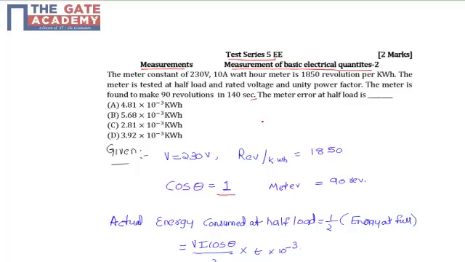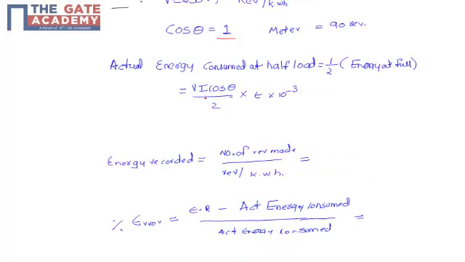First we will calculate the actual energy consumed at half load, which is half of the energy at full load. The formula for energy at full load is V I cos theta into T, so at half load it is V I cos theta by 2 into T into 10 power minus 3. We know the value of V, that is given.